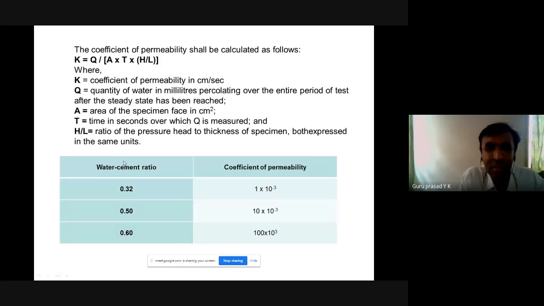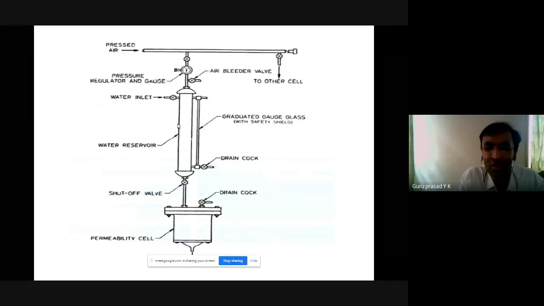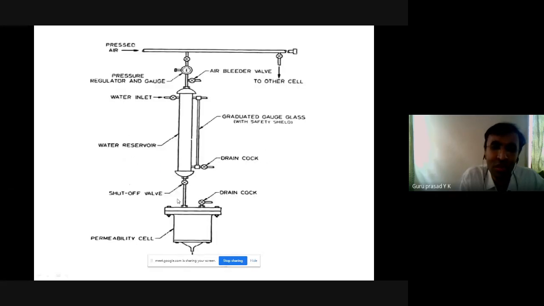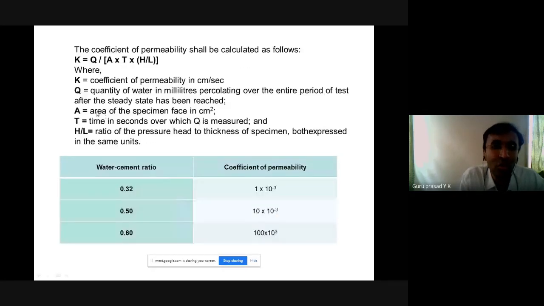Now, coming to the formula, K is equal to Q divided by A into T into H by L. Q is the quantity of water in milliliters percolating over the entire period of the test, which I told you. Area A is the area of the specimen, the cube. What is the area of the specimen? 150 into 150 mm. If it is a 100 by 100 mm cube, you can use a cell size of 115. If it is a 150 mm cube, you go for 150 by 150.